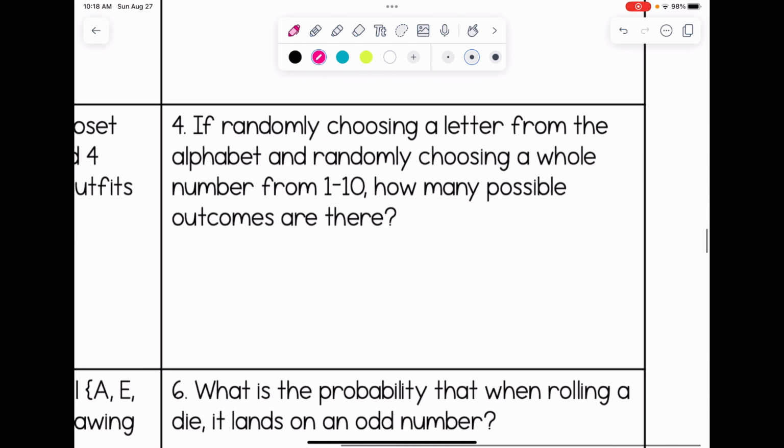All right, number 4, if randomly choosing a letter from the alphabet and randomly choosing a whole number from 1 to 10, how many possible outcomes are there? Well, when we pick a letter from the alphabet, we have 26 options. When we choose a whole number from 1 to 10, we have 10 options. So that will give us 260 possible outcomes.